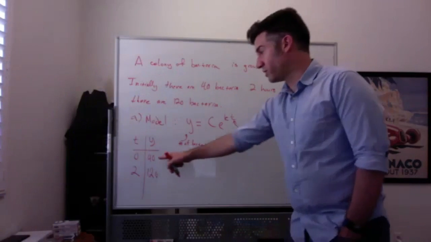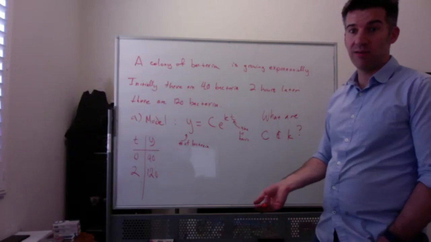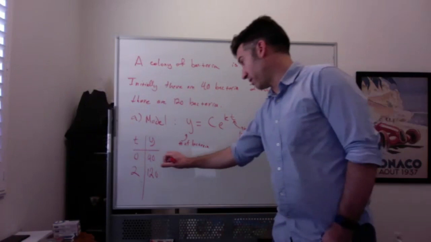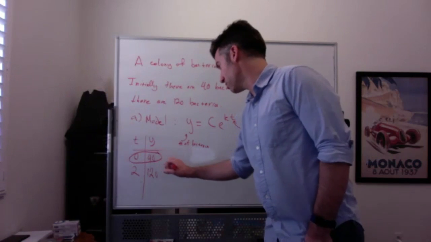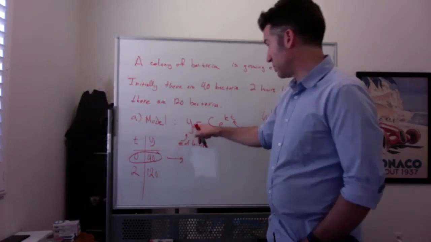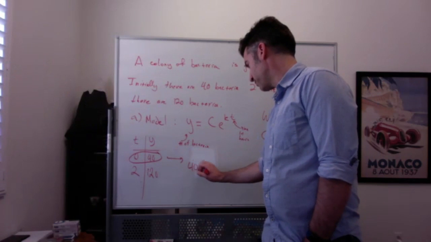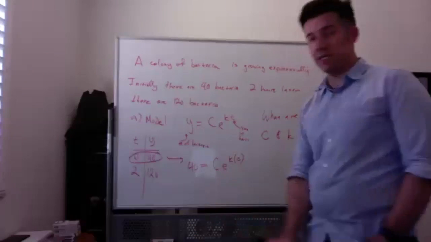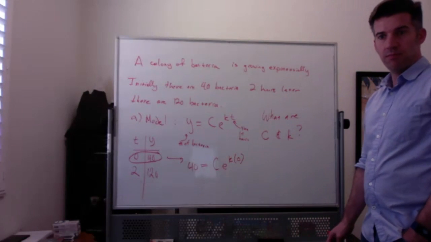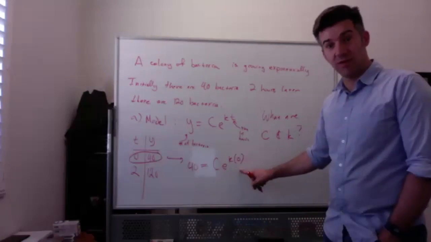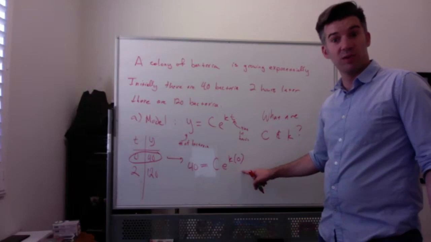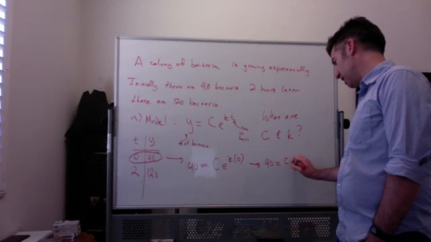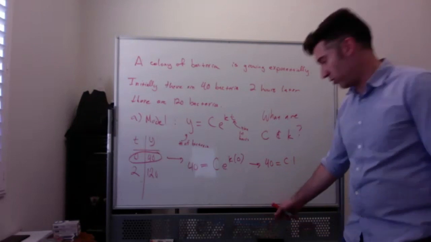So first I'm going to plug in t equals 0. Now, you can kind of cut this stuff out if you want. I'm still going to show it here. If I plug in this information, y is 40 and t is 0. And then k times 0 is 0. E to the 0 is 1. So I end up getting 40 equal to c times 1, or just c equals 40.